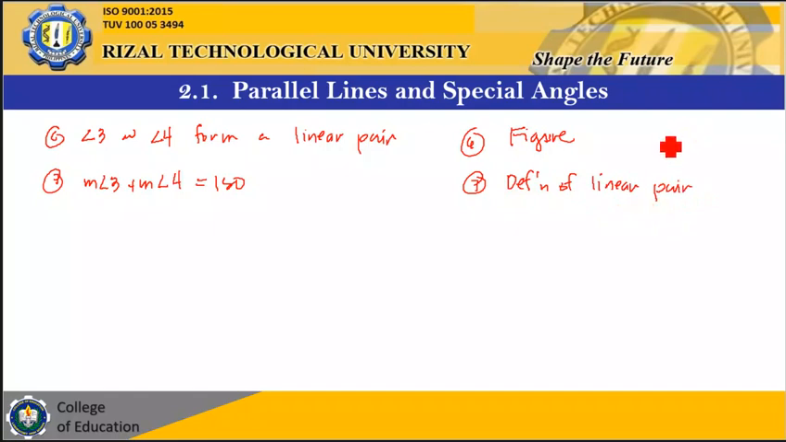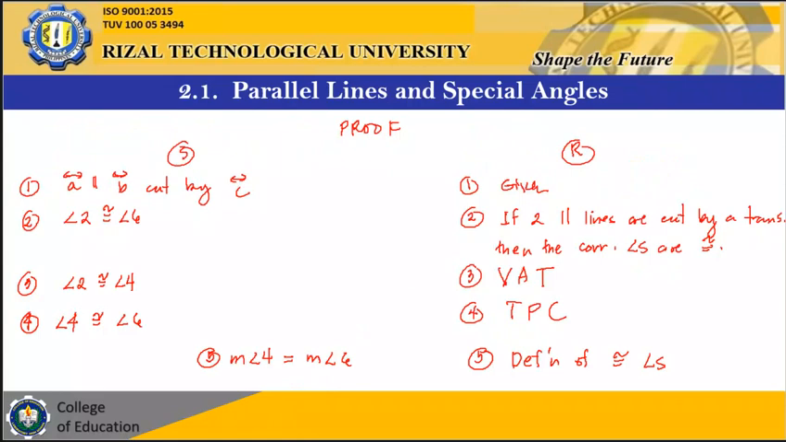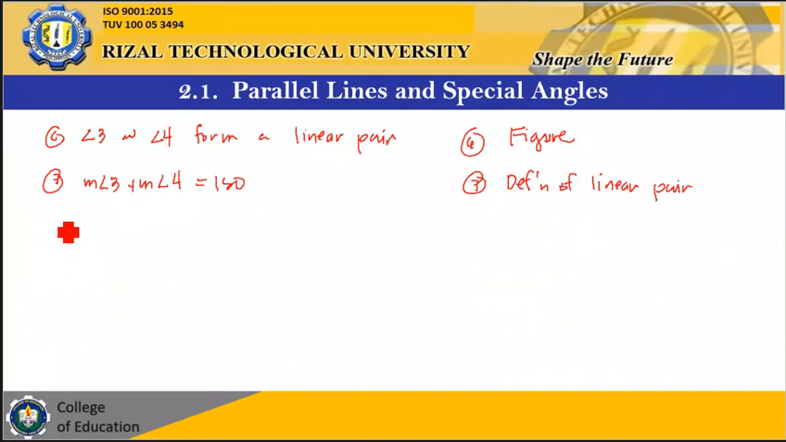Now, we can see from statement 5 that the measure of angle 4 is equal to the measure of angle 6. So by substitution, we can say that the measure of angle 3 plus the measure of angle 6 is equal to 180. This is by substitution, or replacement.